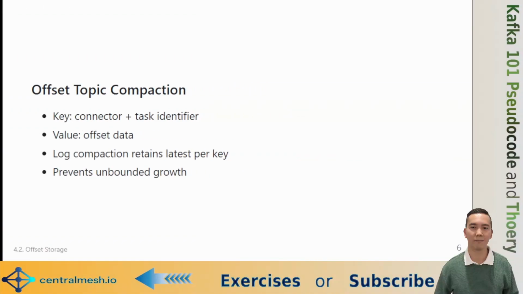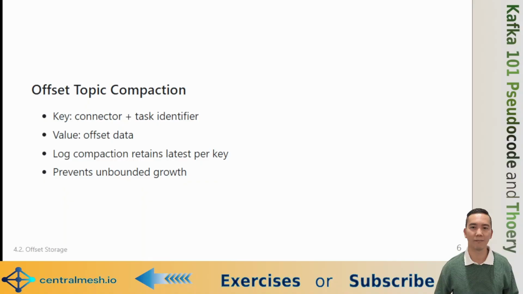One interesting aspect of the connect-offset topic is that it uses log compaction. Unlike normal Kafka topics that retain every message until the retention period expires, a compacted topic keeps only the most recent value for each unique key. In the offset topic, the key identifies a specific connector, task, or source partition. The value contains that task's latest offset.